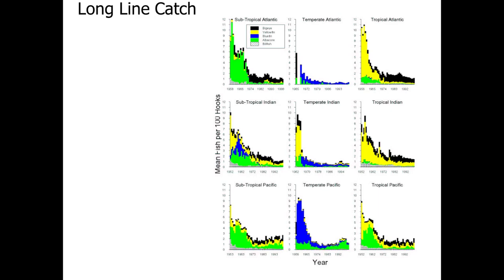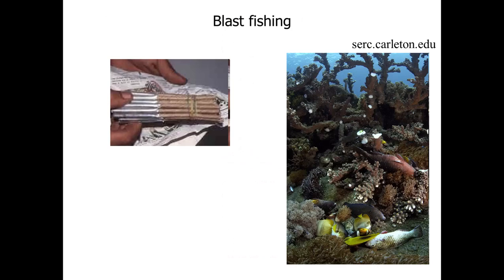But it's not just the bluefin tuna. If you look at the catch per unit effort shown in each one of these graphs for different species of tuna across different regions, you can see an overall decline in the number of fish that are caught. Outside of these fishing techniques, there's also very destructive methods that are used by fisheries in order to catch fish.